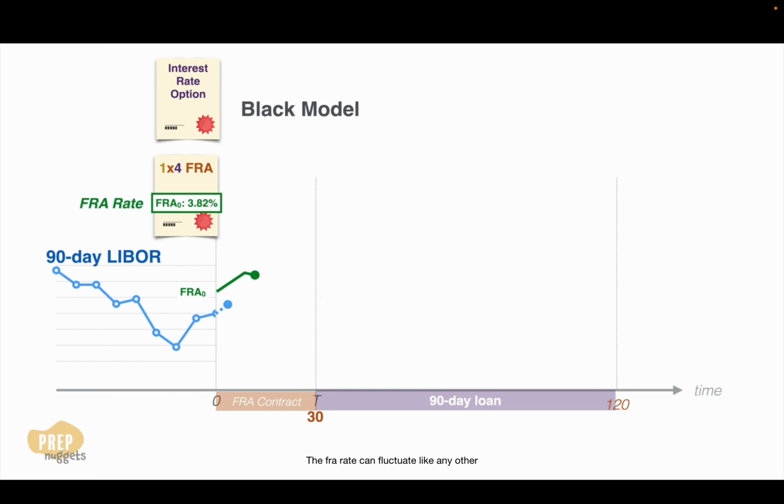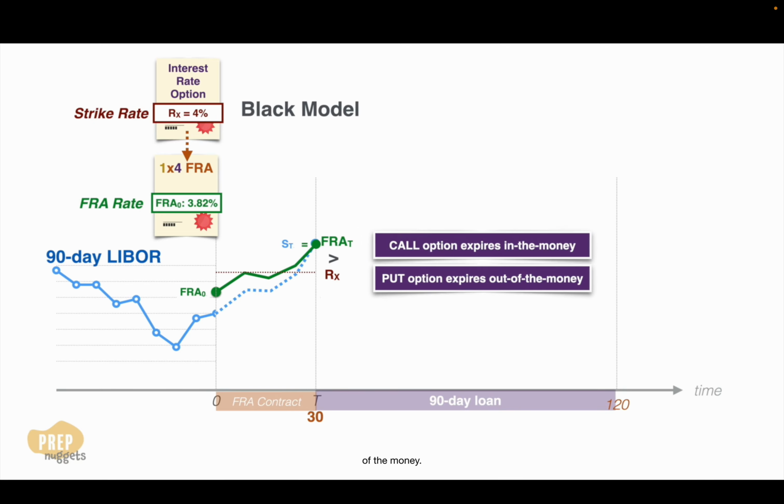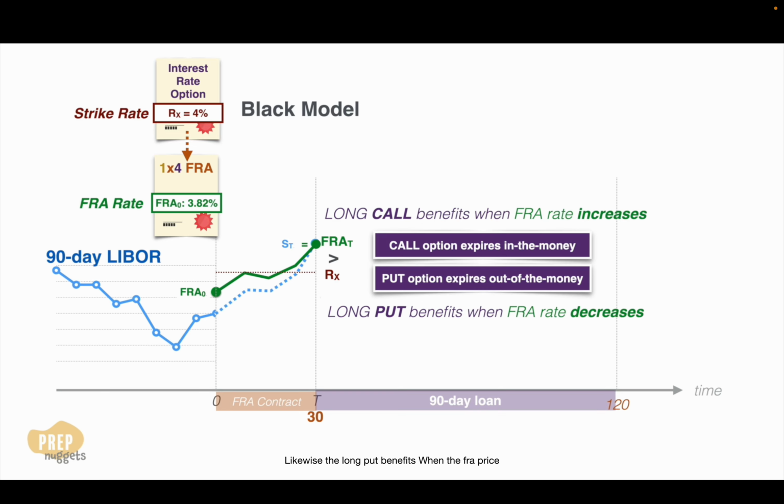The FRA rate can fluctuate like any other asset over the life of the FRA, with changes in the spot rate, and will converge to the spot rate at expiration. An option that references that FRA price as the underlying will have a specified strike rate. If the FRA rate at expiration is greater than the strike rate, a call option will expire in the money and a put option will expire out of the money. So, as you can see, an interest rate option is consistent with other types of options. The long call benefits when the FRA rate increases, that is, when interest rate increases. Likewise, the long put benefits when the FRA price decreases, that is, when interest rate decreases.